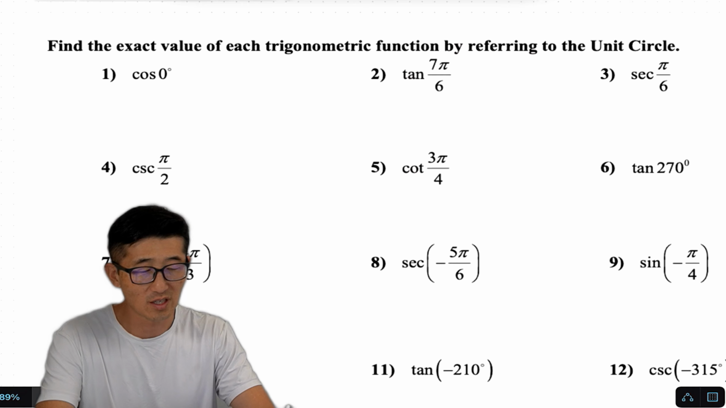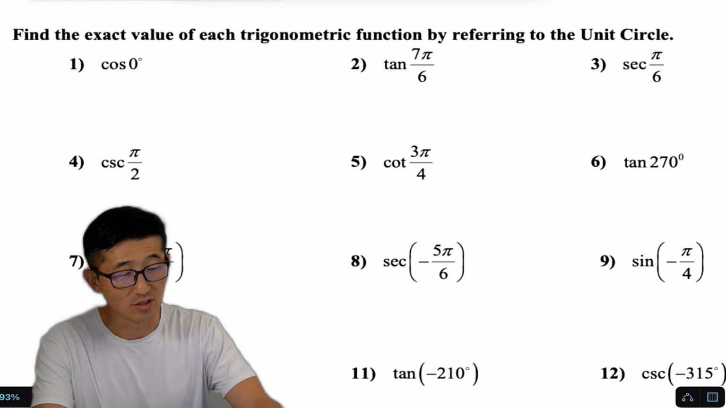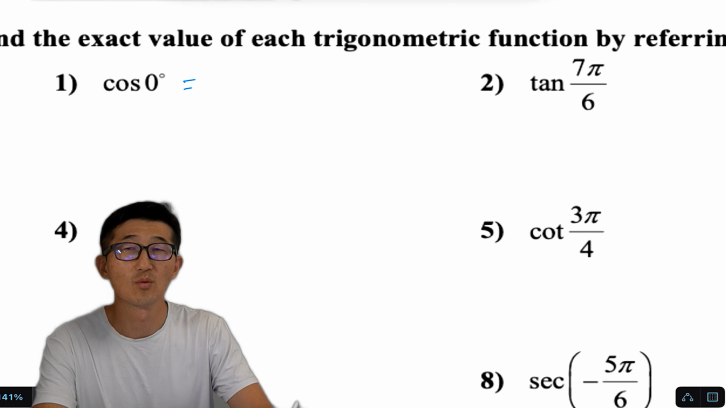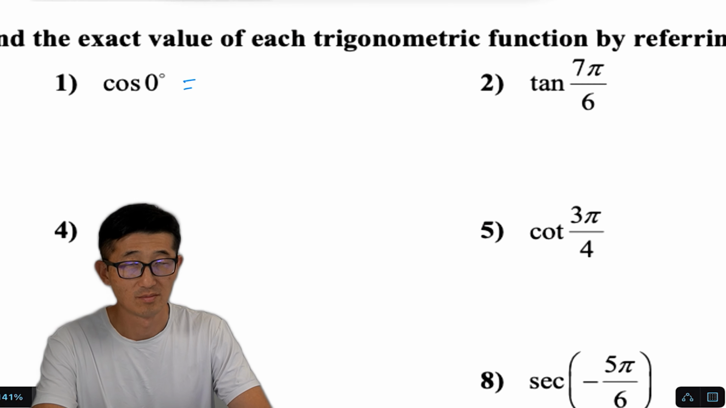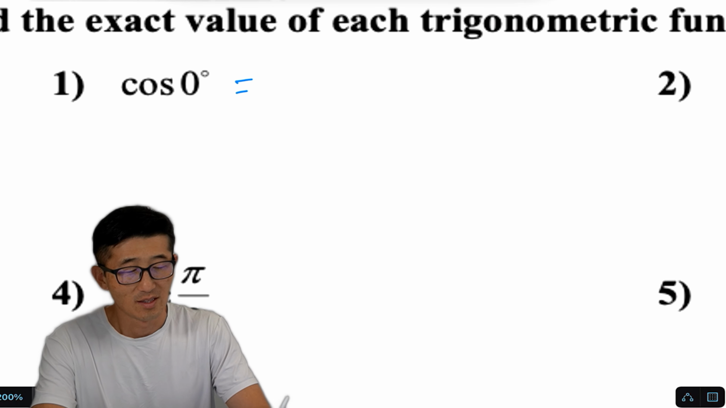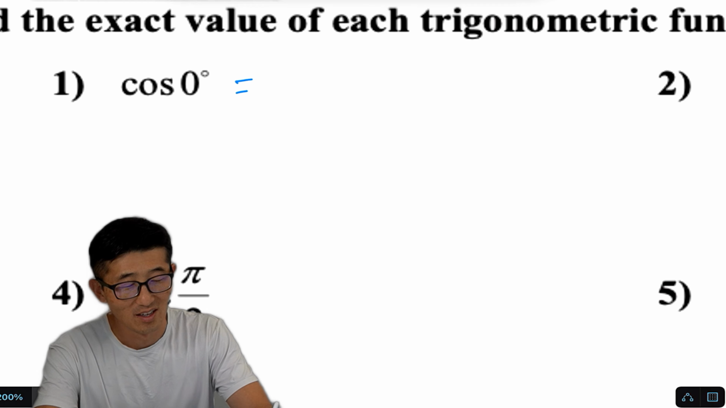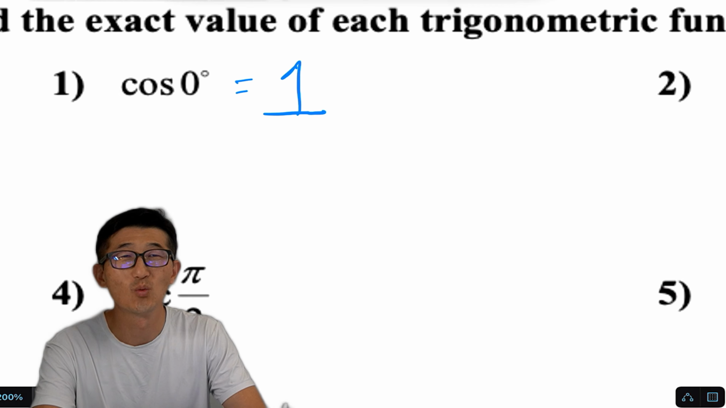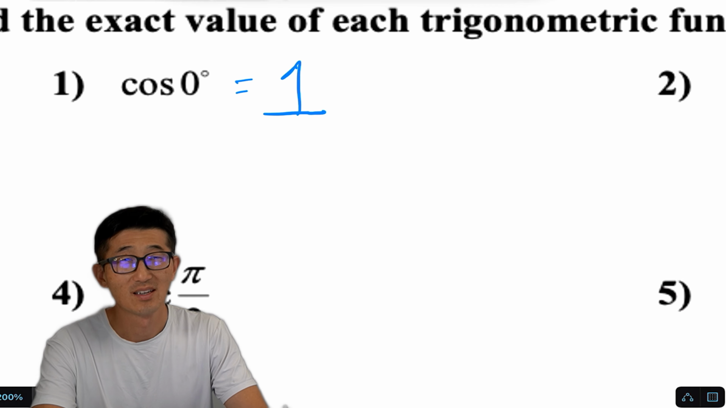All right, white coyotes. What'd you get for cosine 0? I'm doing number 2. Sorry, I got 0. What's number 1? It's 1. What do you mean 0? It's 1, the x value.